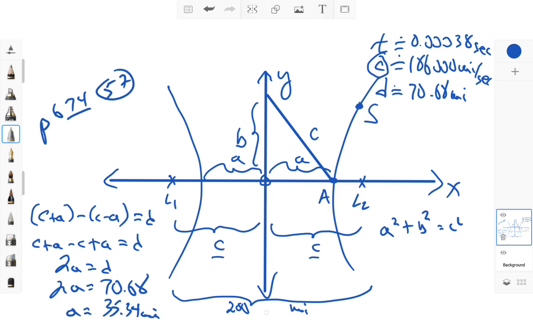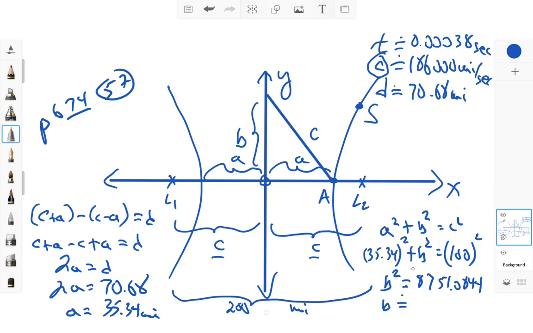So to get B, I'm going to have 35.34 squared, approximately, plus B squared is, well, didn't we say that C, the focal length, is 100? So 100 miles squared. If you square all that out and you subtract, you get B squared is about, well, these are all approximations, I suppose, because of the initial time difference being an approximation, right? You get 8,751.0844 square miles, which makes B about 93.547. So we've got C is 100 miles, A is 35.34 miles, B is 93.547 miles, D, the common difference, is 70.368 miles.